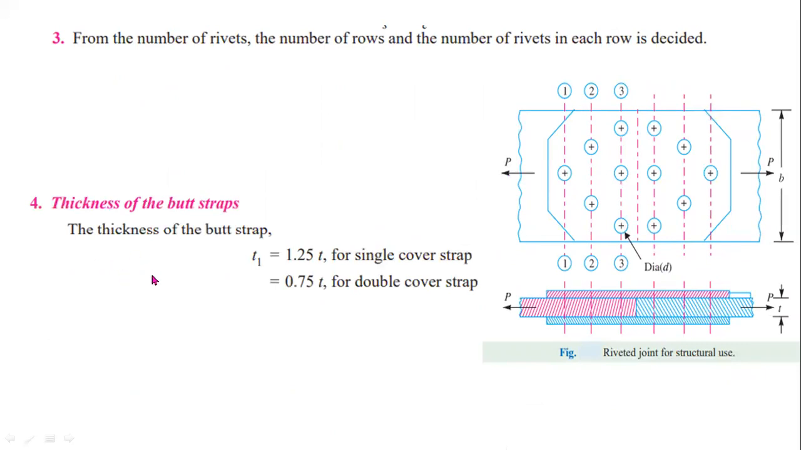In the fourth step, you have to determine a suitable thickness of a butt strap. For single strap butt joints, you have to consider T1 equal to 1.25 T. For double strap butt joints, you have to consider 0.75 T. For single cover plates, you have to consider 1.25 T. For double cover plates, you have to consider 0.75 T.